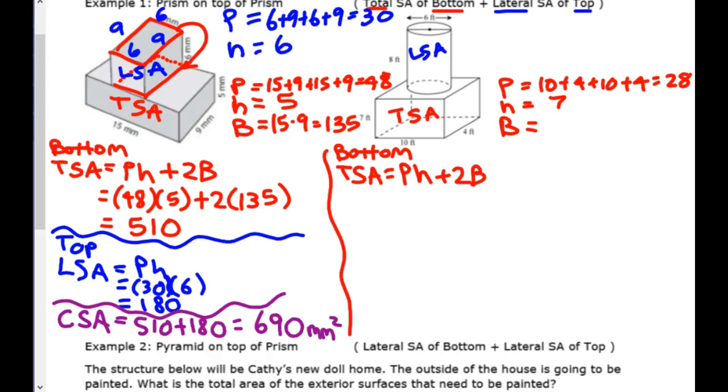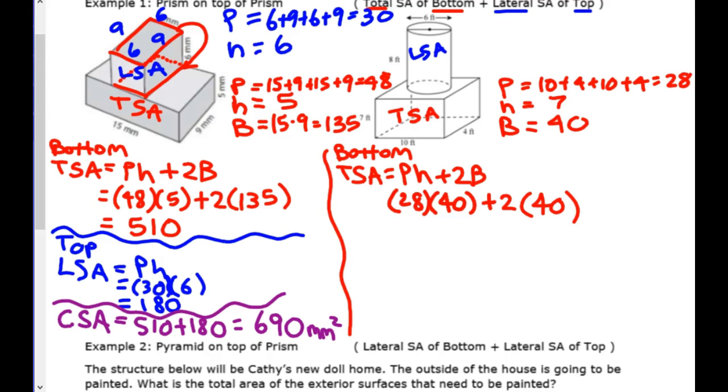And then capital B, area of the base. Remind me, what do I do with 10 and 4? Add or multiply? We multiply for area. Remember, big B is area of the base. So 10 times 4, or 4 times 10 is 40. We got P, H, and B. We plug it into our formula.